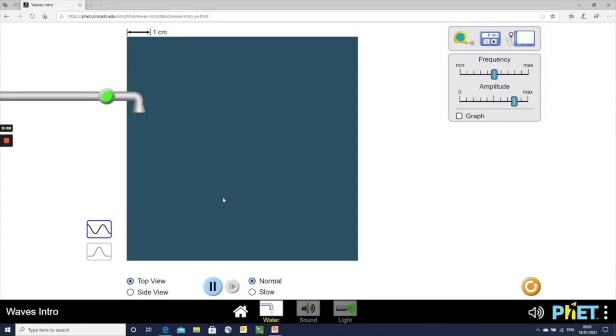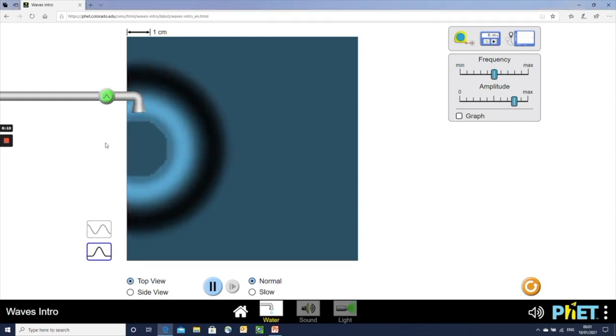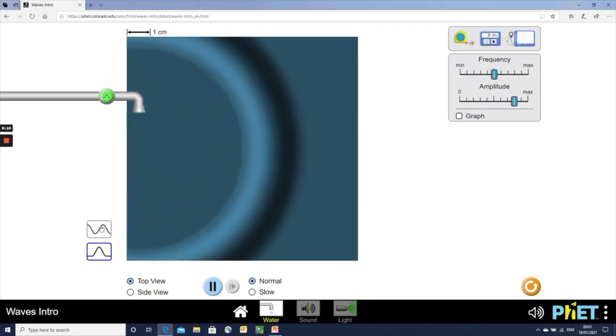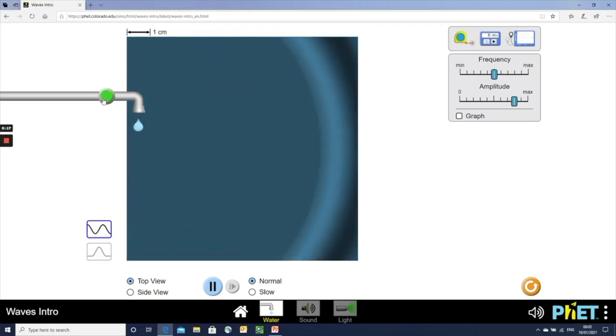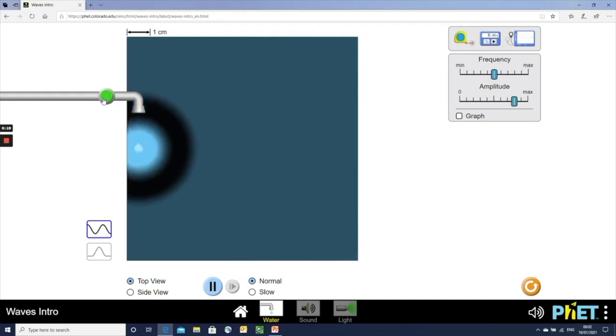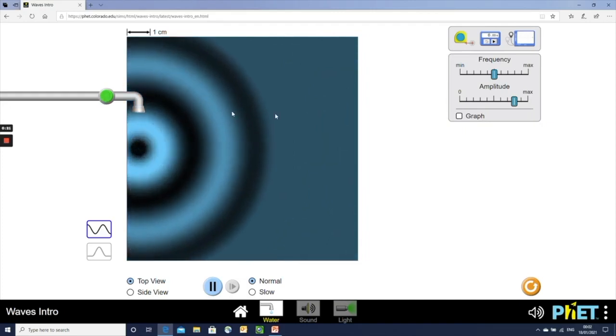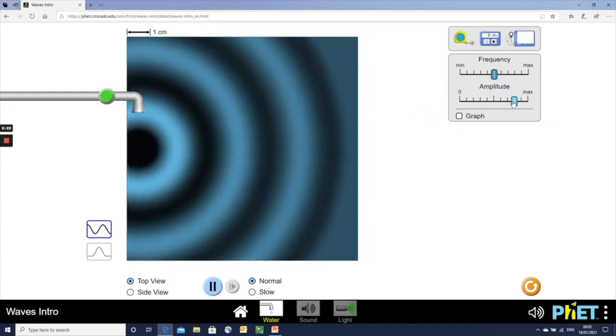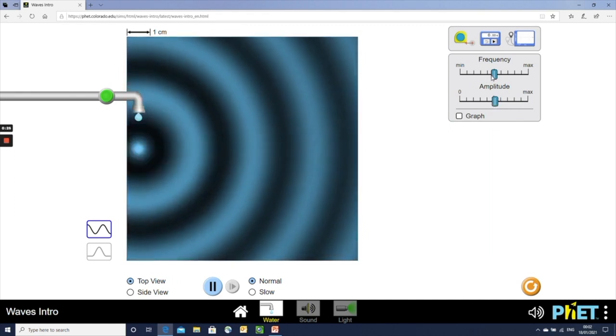You start the tap dripping by clicking the green button. You can then choose a single drip, which gives you a single wave pulse, or you can change to a regular drip, which gives you a continuous wave. You can also adjust the amplitude and the frequency.